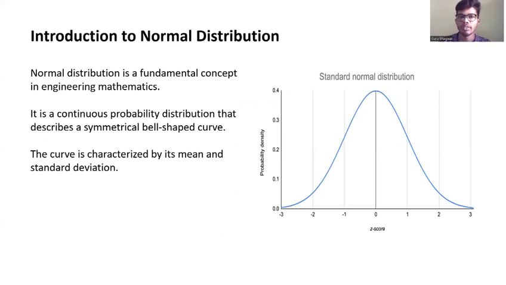The normal distribution is a fundamental concept present in engineering mathematics. It is a continuous probability distribution that describes a symmetrical bell-shaped curve. This is the bell-shaped curve, which is the representation of the normal distribution, having the probability density over the z-score. Next, the curve is characterized by its mean and the standard deviation.